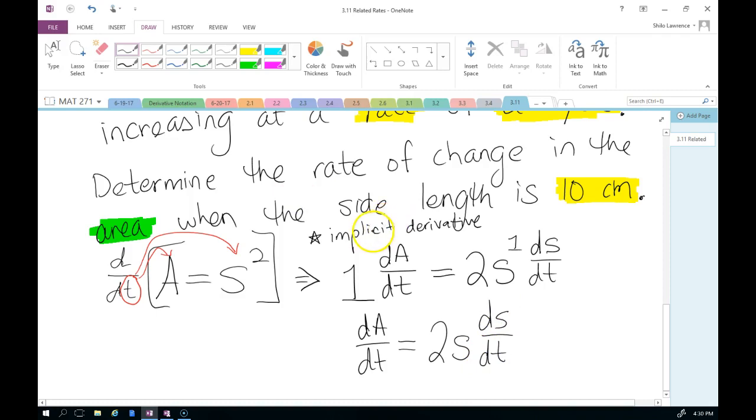So with our implicit derivatives, anytime you're taking the derivative of a variable that doesn't match your derivative there in the denominator, you're going to work it implicitly, where you do normal derivative rules and then also that extra chain rule piece afterwards. So this is the formula that tells us how their rates of change are related.